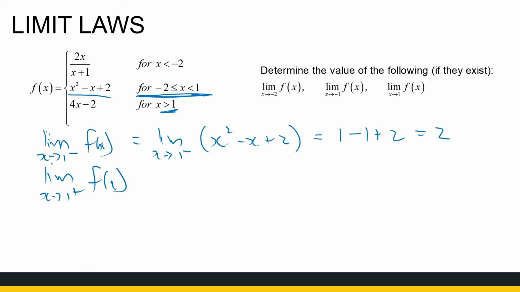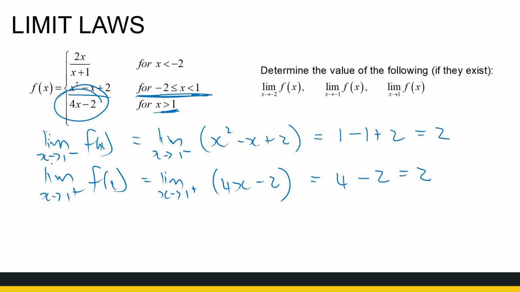So let's look at what happens as x approaches 1 from the positive side. So those are values of x larger than 1. So this is the function I'm looking at, 4x minus 2. Yet again, a polynomial, I can substitute in 4 minus 2, that is equal to 2. Now I see from the left and from the right give me the same values. So I can conclude that the limit as x approaches 1 of this function is the value 2.